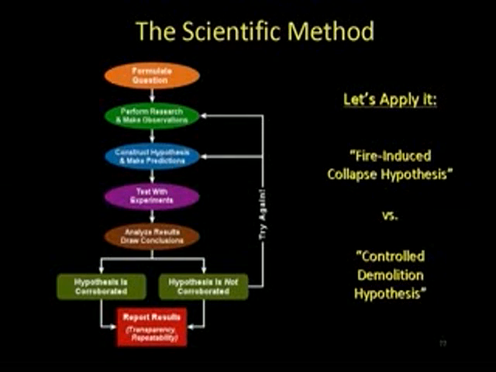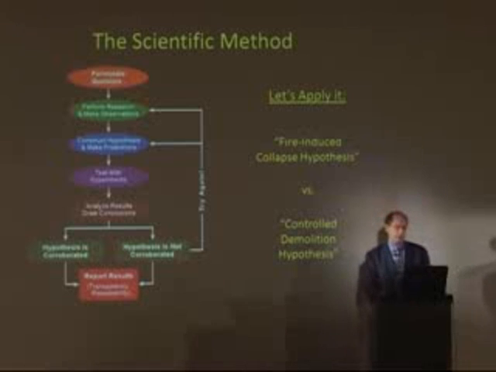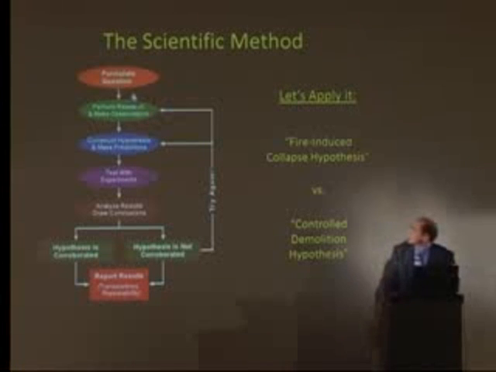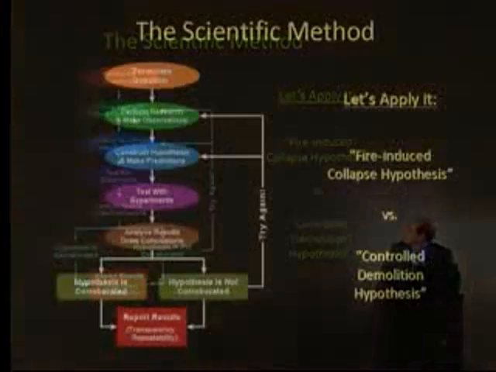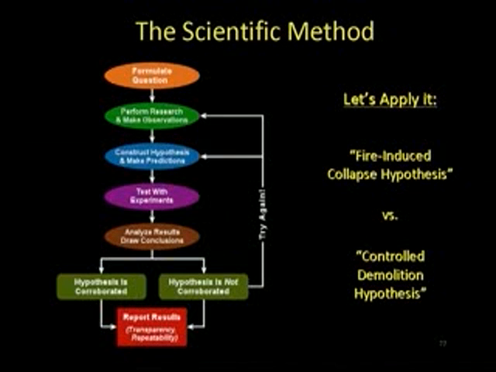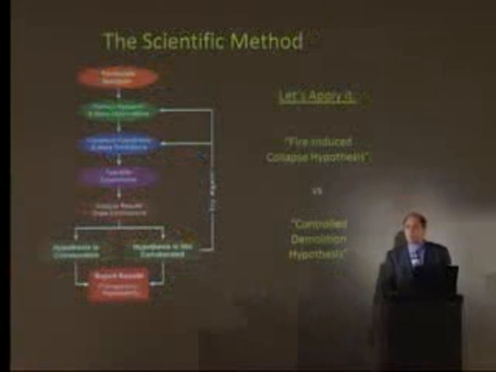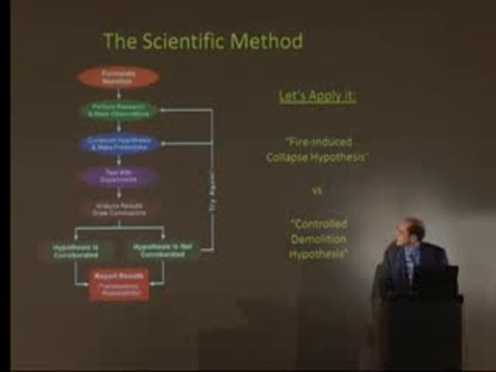What we do is we apply the scientific method which many of us learned in 7th and 8th grade. It's the best way yet discovered for winnowing truth from lies and delusion. The simple version looks something like this. We formulate a question. How did the Twin Towers collapse? We perform research. We make observations. We construct a hypothesis. We have an idea how it collapsed. It collapsed by fire. It collapsed by explosive controlled demolition. We make some predictions. And we test those predictions and those assumptions with experiments, objective, verifiable, repeatable experiments. We analyze the results and we draw conclusions.